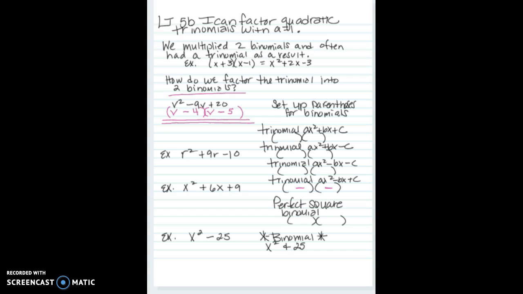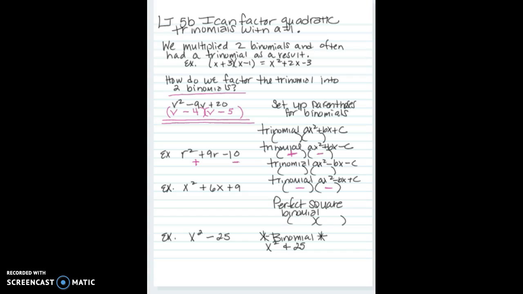Now, let's try another one. This next example is r squared plus 9r minus 10. Well, this time my trinomial is in the form of plus minus. So when I have a trinomial as ax squared plus bx minus c, then my signs inside are going to also be a plus and a minus.